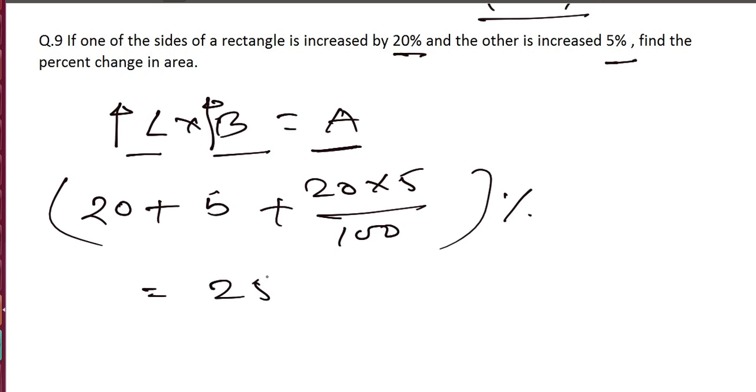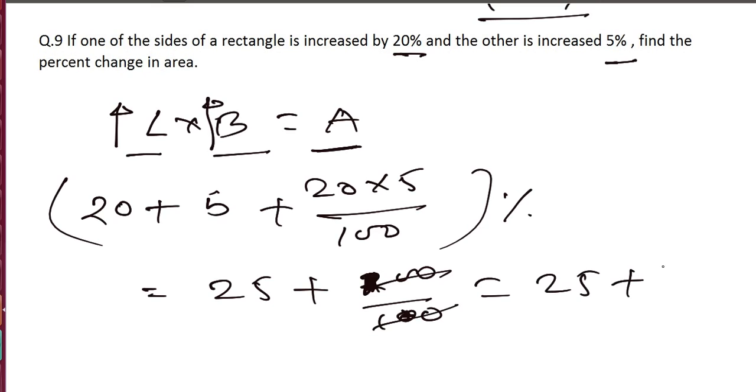So 25 plus 100 by 100. This is 25 plus 100 by 100, which is 1, so 25 plus 1 is equal to 26%. The change in area is 26%. Area will be increased by 26% due to this increase in these sides.